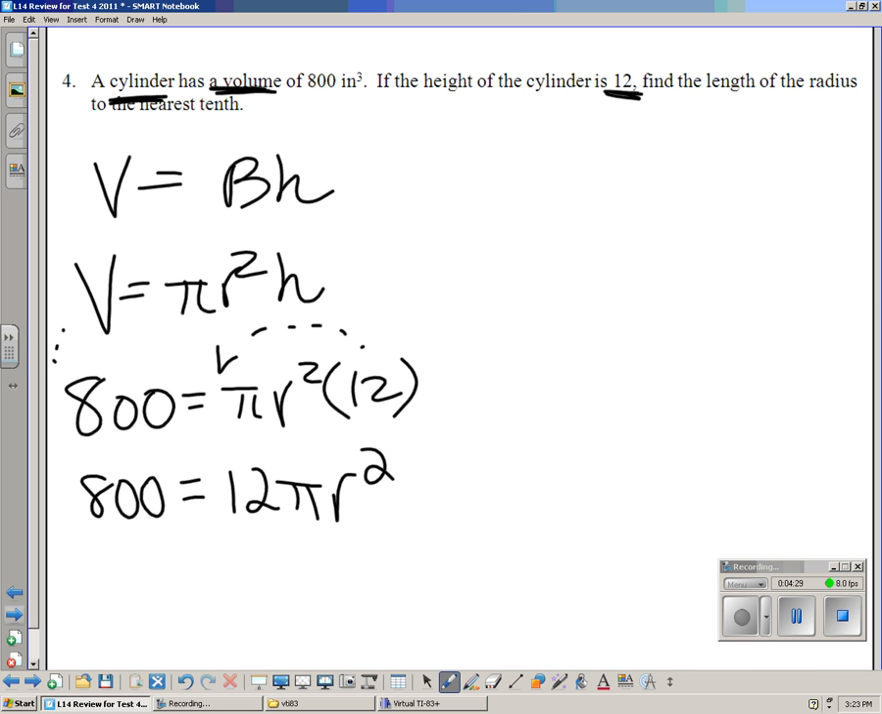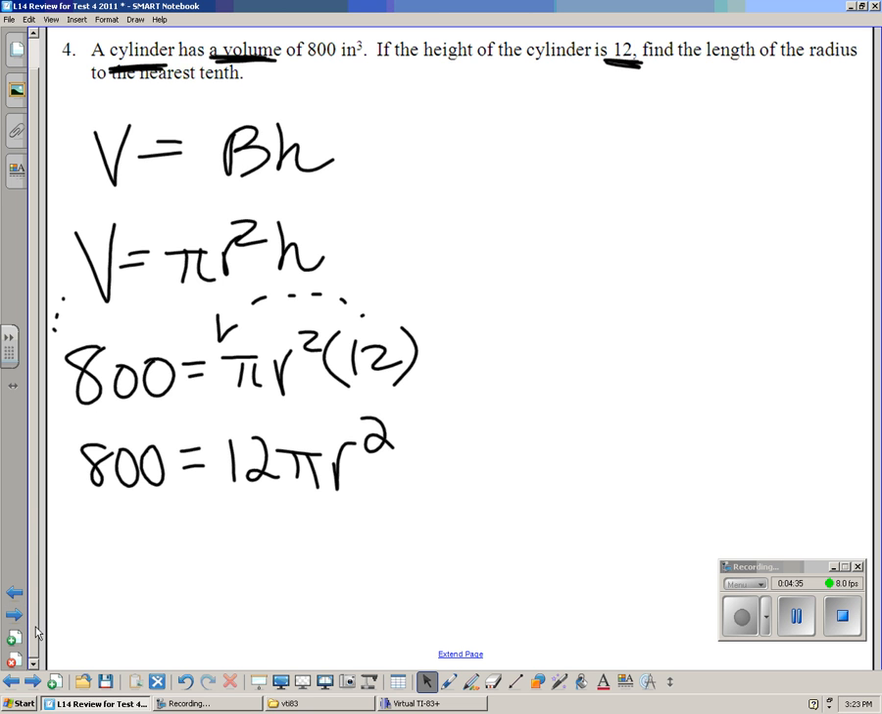So now what we need to do is solve. This equation now has one variable. We want to be able to solve for the radius. We want to find r. So now we need to algebraically isolate r. So the first move is to divide by 12 pi.